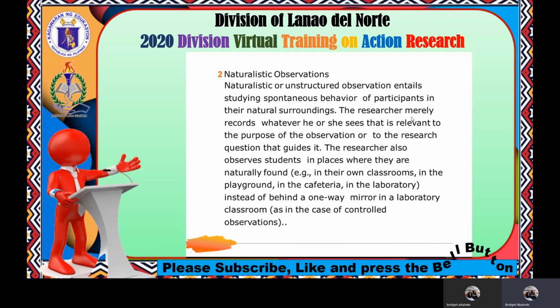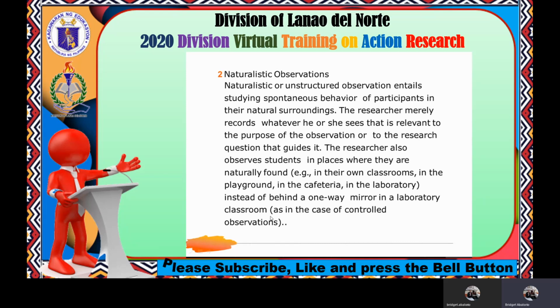The researcher merely records whatever he or she sees that is relevant to the purpose of the observation or to the research question that guides it. The researcher also observes students in places where they are naturally found. Example, in their own classrooms, in the playground, in the cafeteria, in the laboratory, instead of behind a one-way mirror in a laboratory classroom, as in the case of controlled observations.